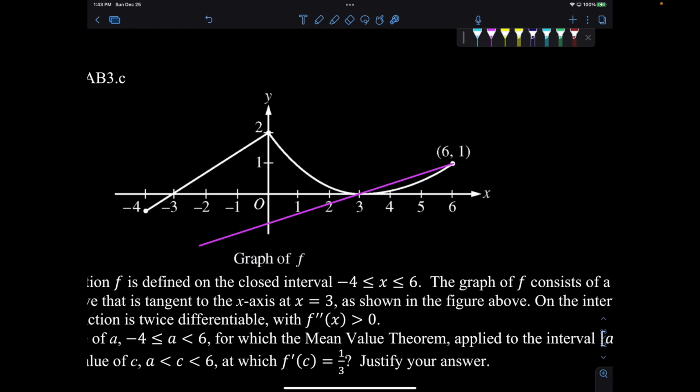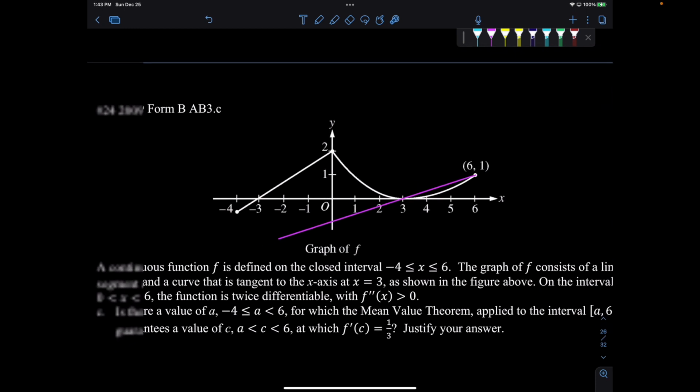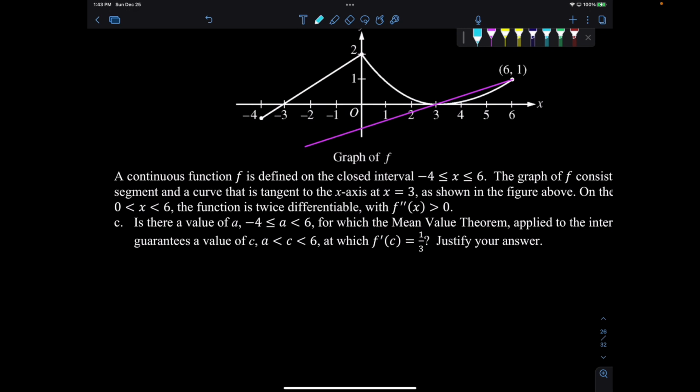Now, how do we justify this? I guess we'll first say yes. I think they're trying to trick you, because on -4 to 6, the function is not differentiable at 0. It's got a sharp turn. Doesn't matter, we can find a. So I'm going to say yes, a equals 3.